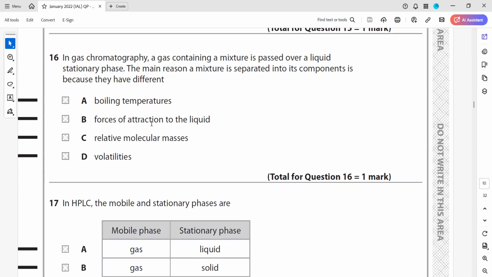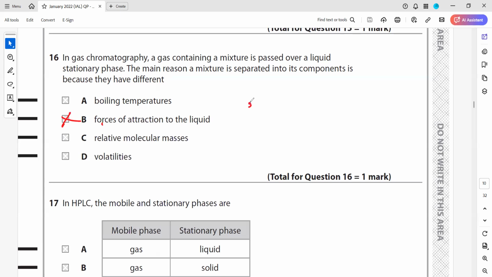In question 16, in gas chromatography, a gas containing a mixture is passed over a liquid stationary phase. The main reason a mixture is separated into its components is because they have a different attractive force to the liquid.